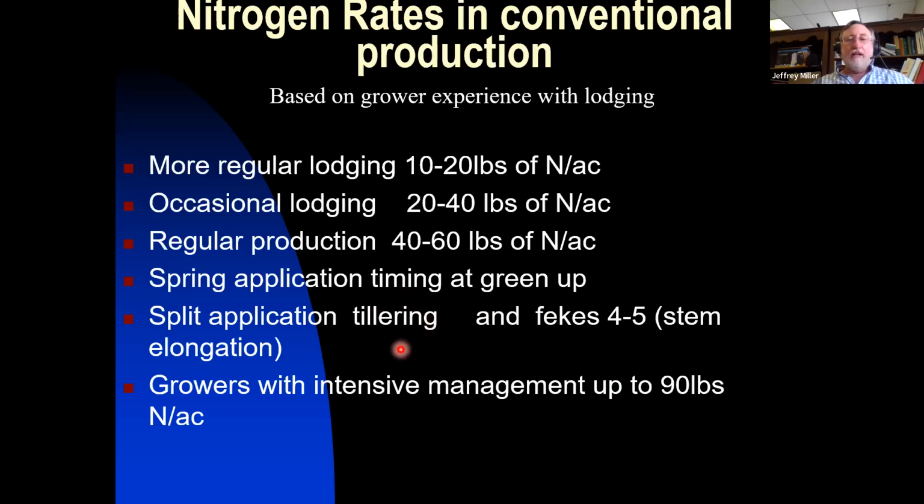Some folks, conventional growers, have tried splitting nitrogen applications between green up and stem elongation, and at least locally have not really found that much of a response. Obviously, intensive growers are going to apply a lot more nitrogen.